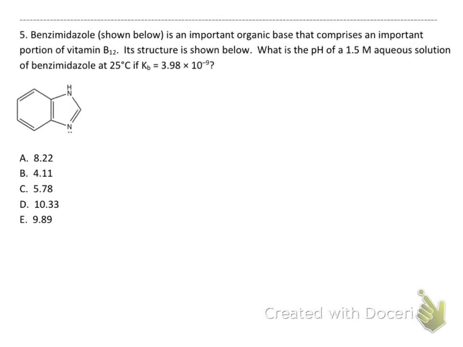Okay, up next we have benzimidazole. There's the structure. It's an important organic base, and it's actually a portion of vitamin B12. Neat. So, we want to know what is going to be the pH of the solution at 25 degrees Celsius, and we're given a Kb. So anytime you want to find the pH of a weak acid or weak base solution, when in doubt, ice it out.